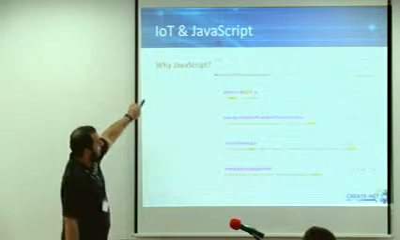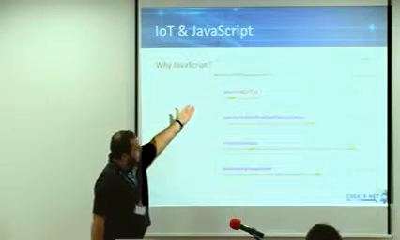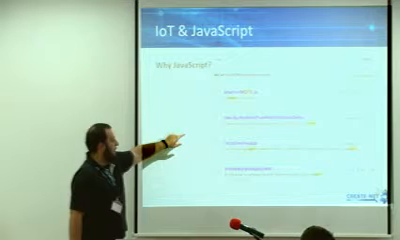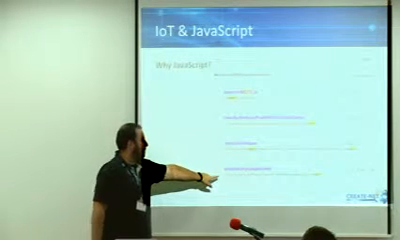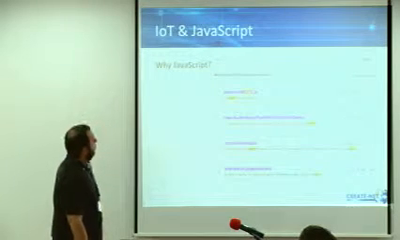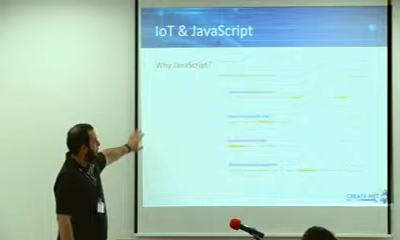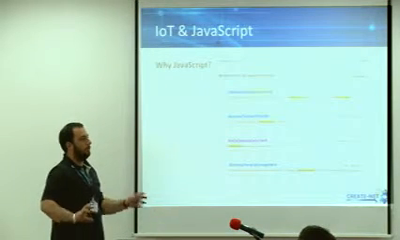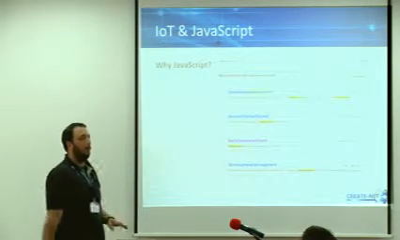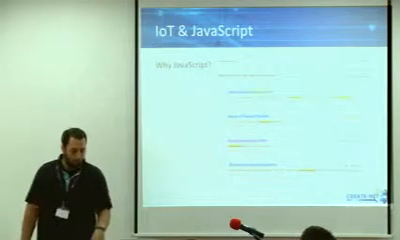If we look for MQTT, the most popular one is JavaScript again, then Java, then again JavaScript, and then the most well-known Arduino client. WebSockets. For some reason, Go is much more popular than Python, maybe because on the back end people are still working a lot with Python. But JavaScript is following.